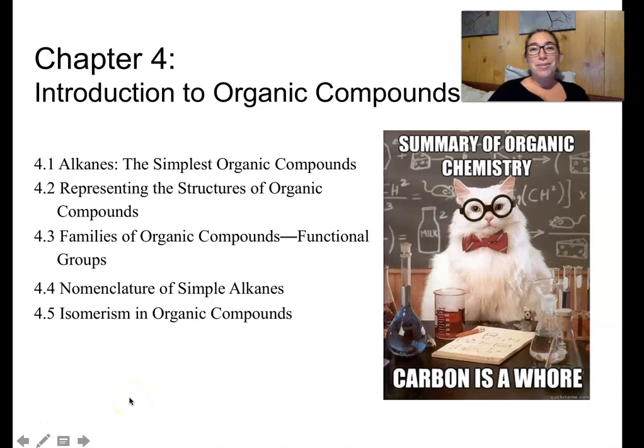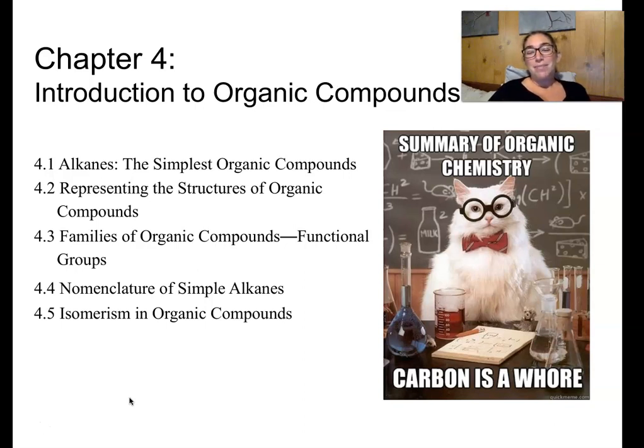Hey everyone, welcome to the Chapter 4 lecture for Chem 100, which is all about organic chemistry. So we're starting to get into the second unit of the class, which is all about organic chemistry, which is basically the chemistry of carbon-containing compounds.